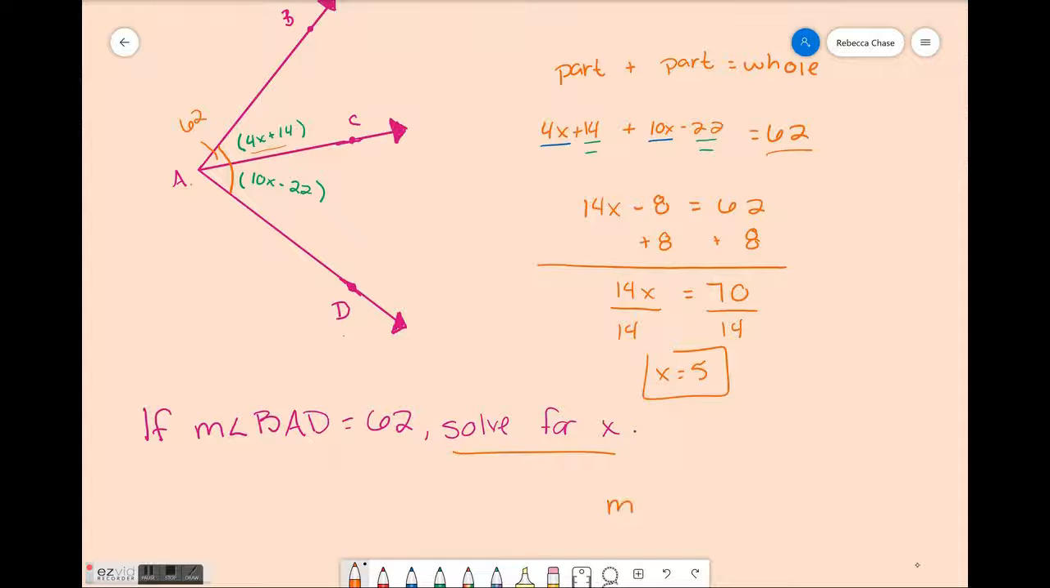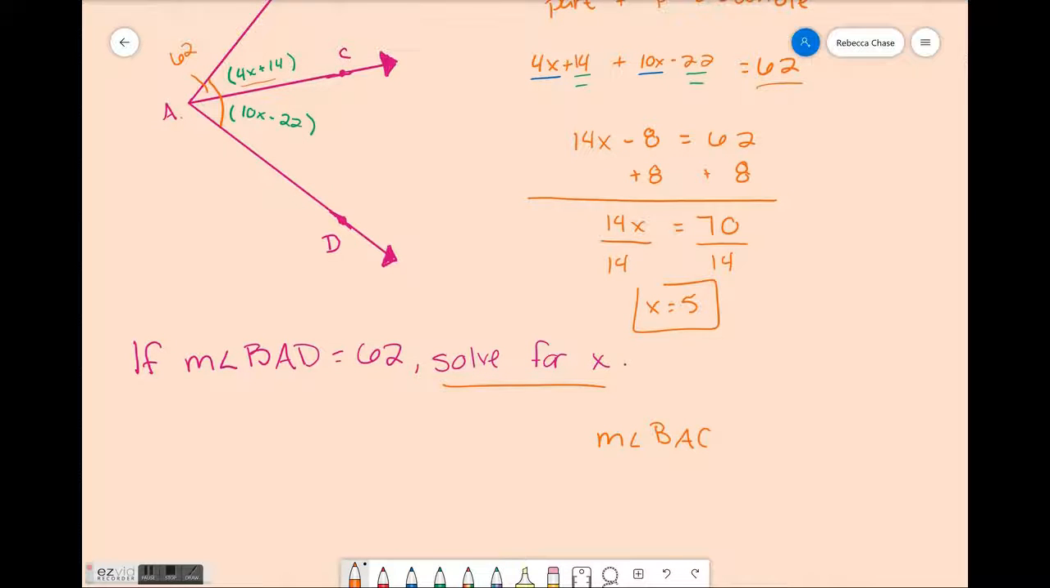Now, it could have taken it one step farther and said, instead of solving for x, I want you to solve for the measure of angle BAC. If it would have done that, we know that BAC from up here is 4x plus 14. So I would just take that x and plug it into that equation. I would just have an extra step. So I would have 4 times 5 plus 14. That would give me 20 plus 14, so our answer for that would be 34. So this angle will be 34 degrees.